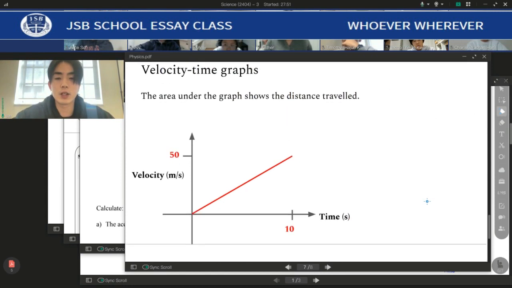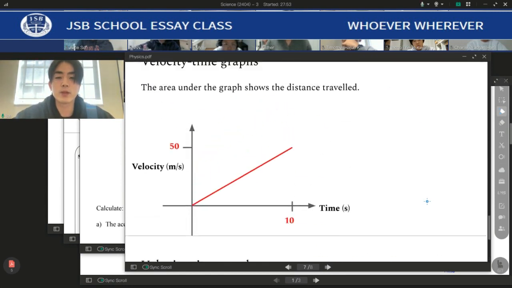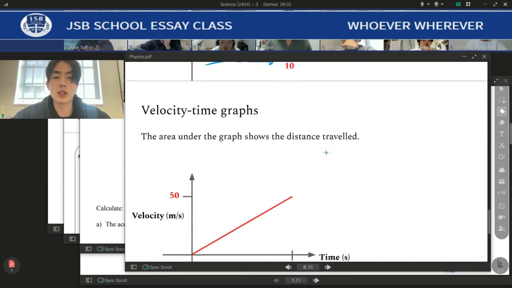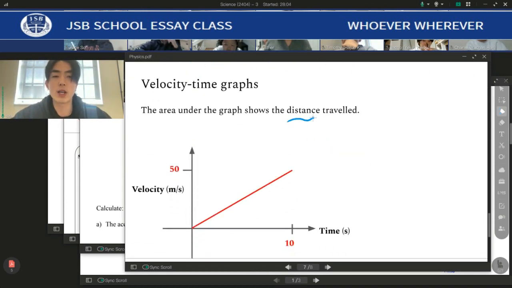All right, let's move on. So that's this for velocity time graph. There's two things that we can work out. Number one was acceleration. Number two is the distance. So we can work out the distance traveled. This is the second thing we can work out, and the distance traveled is found by the area under the graph.